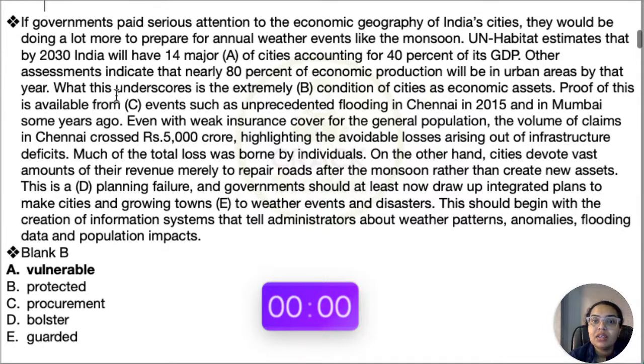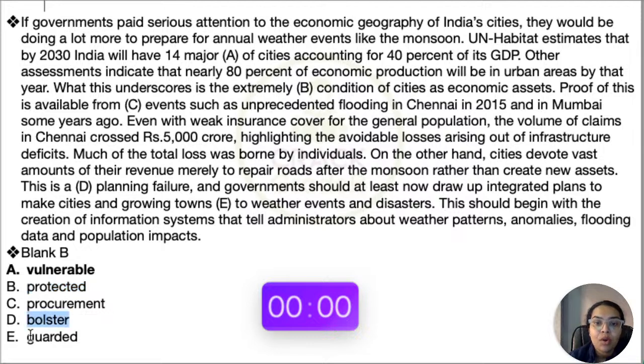Then what this underscores is the extremely dash condition of cities as economic assets. Proof of this is available, such as unprecedented flooding. So it is a negative context. Of course, extremely protected condition can't be it.